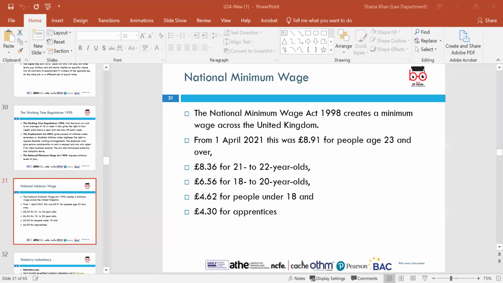Anyone over the age of 21, it's gone to £11.44. So it's quite a big increase. That was from April 2024, so that's more recent in regards to what they are allowed. Literally by law, your employer must pay you this amount. If they don't, then they are breaching the conditions.